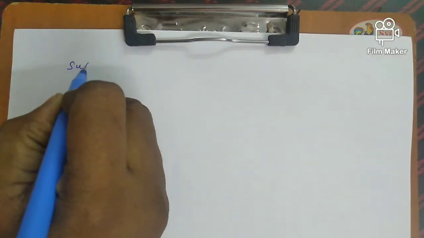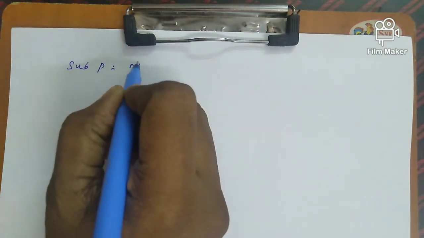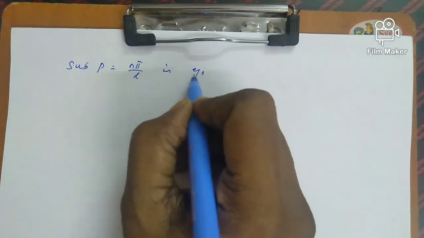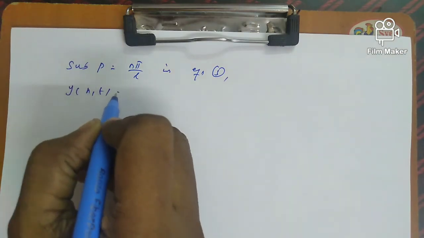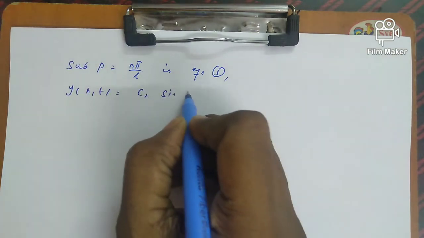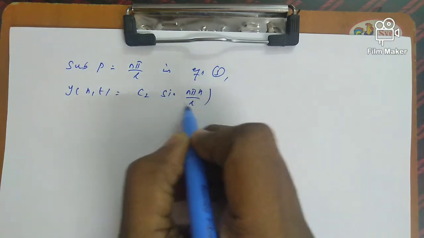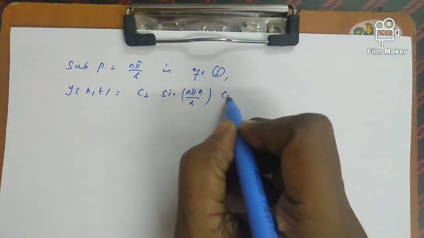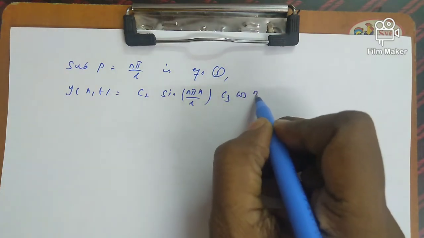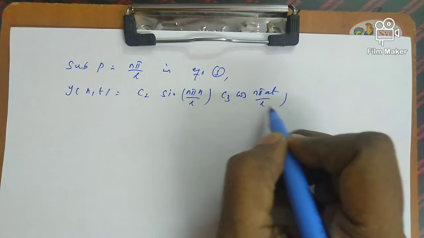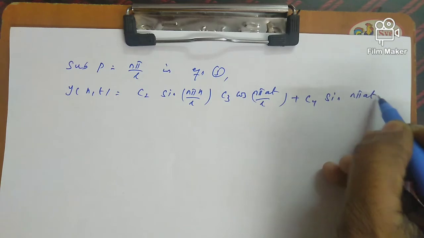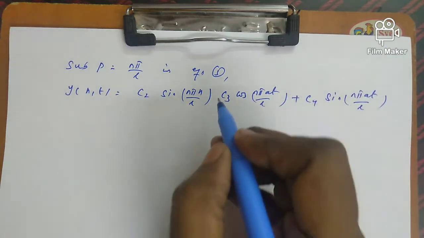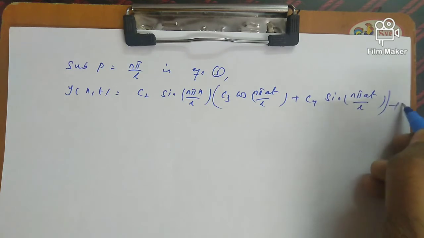So substitute p is equal to n pi by L in equation 3. So y of x comma t equal to C2 sin n pi x by L, because p equal to n pi by L, into C3 cos n pi at by L plus C4 sin n pi at by L. So this is the next, we can call this equation 4.